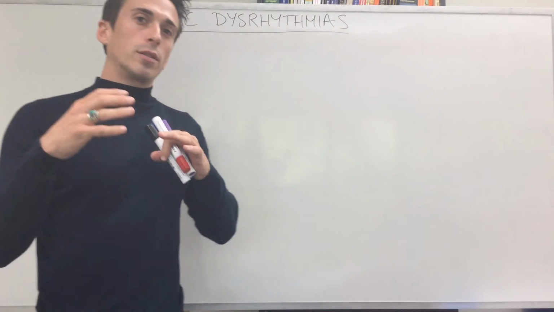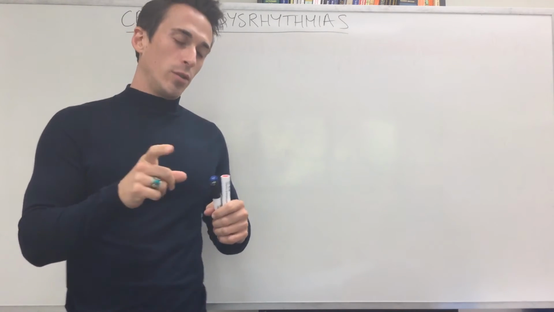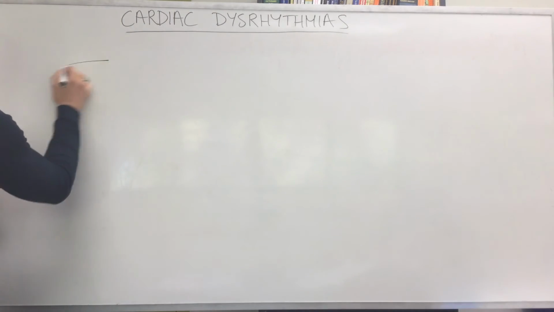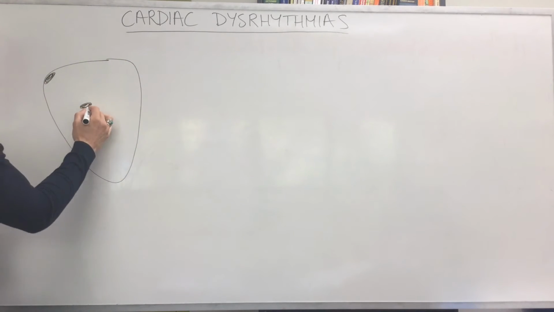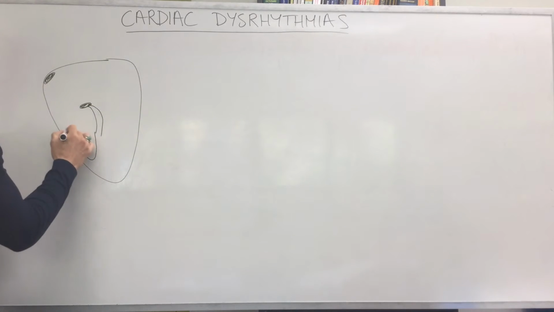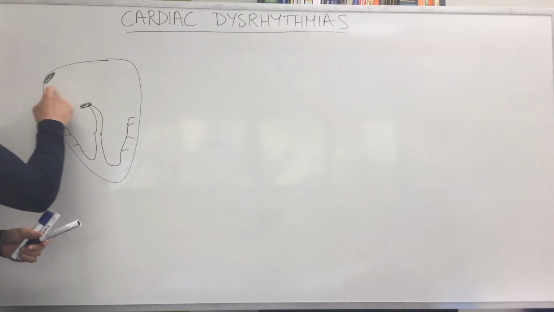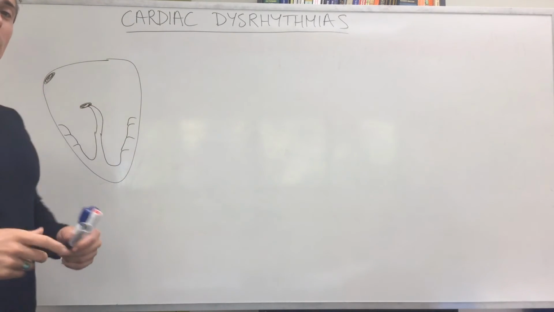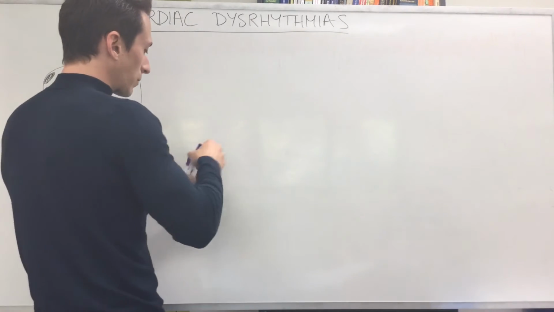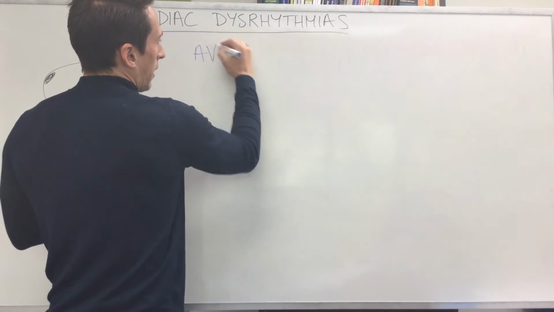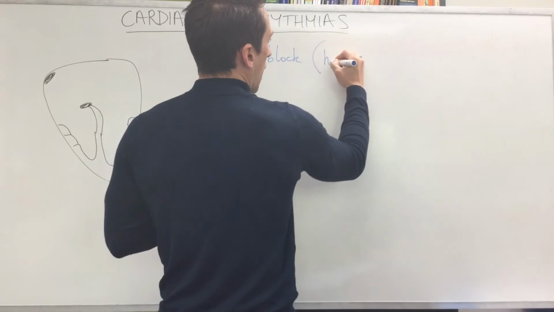So let's now take a quick look at dysrhythmias that are originating from the AV node. Okay? Now, again, we'll draw the heart up. SA node, AV node, down the bundle of His, then the Purkinje fibers. Okay, so we spoke about SA node, we spoke about atria, now we're at AV node. So what happens in these AV node based dysrhythmias? Well, what we're going to focus on is something called AV node block, which is actually also known as heart block.